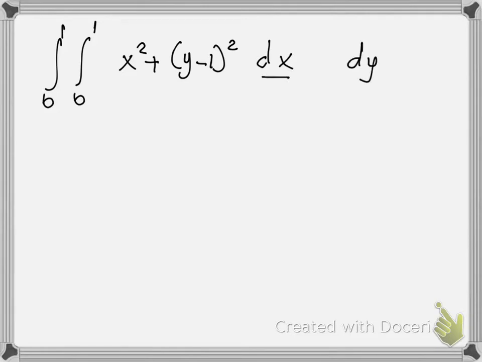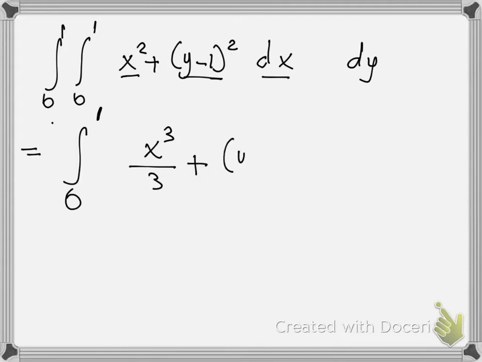So we're going to integrate with respect to x. The integral of x squared will be x cubed over 3. We keep the 0, 1 here. Plus the integral of (y minus 1) squared, I mean, y is a constant. Constant minus 1 squared will be also constant. And the integral of a constant with respect to x would be constant times x. So that will be (y minus 1) squared times x. And you evaluate x between 0 and 1, dy.